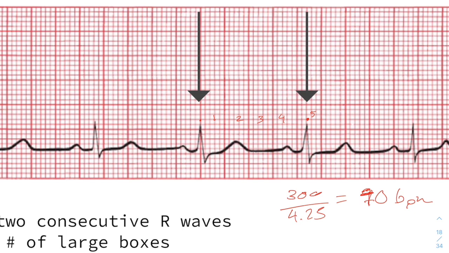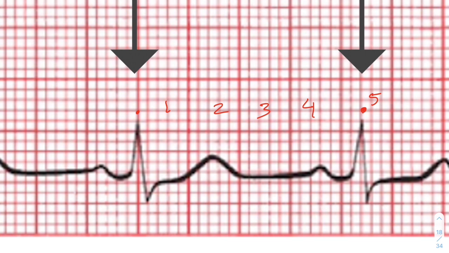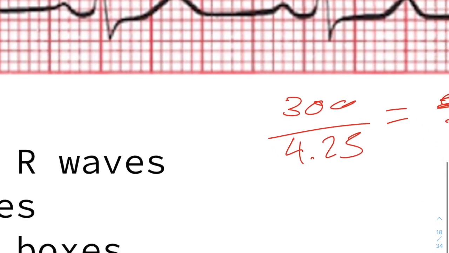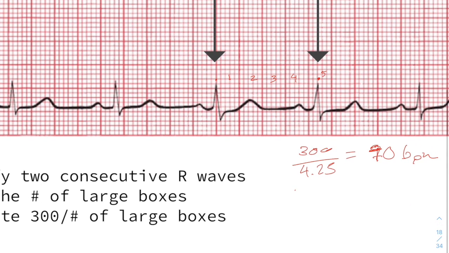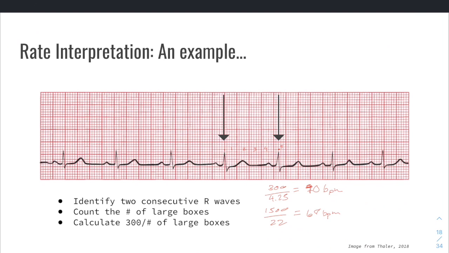Now, if you were to count the number of small boxes here, I've already done it for you, so I'm not going to count them up. There's actually 22, so you can do 1500 divided by 22, and that's giving you 68 beats per minute. And that is a pretty close estimate for determining that.